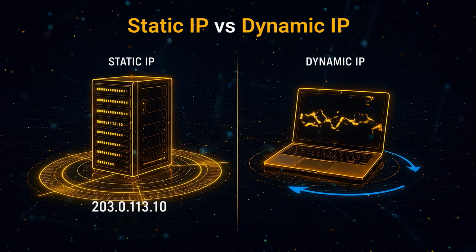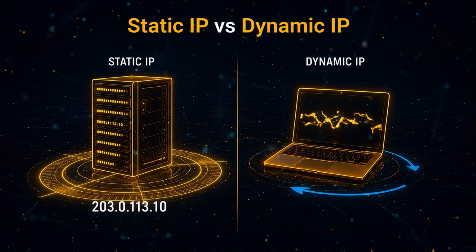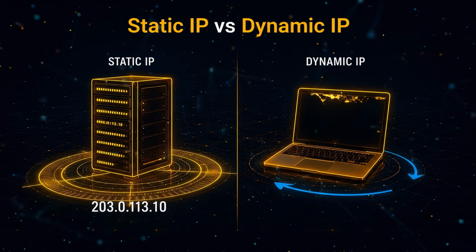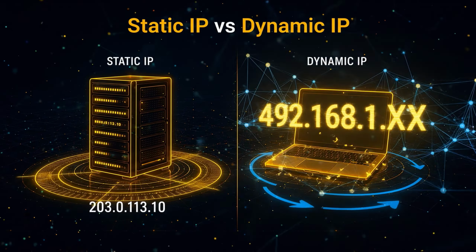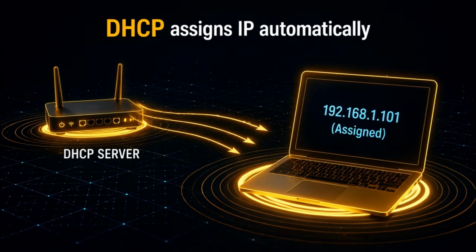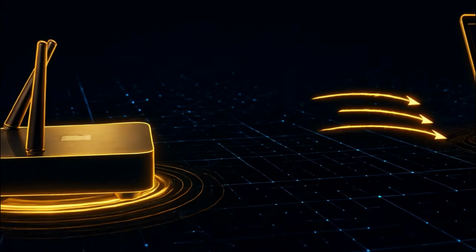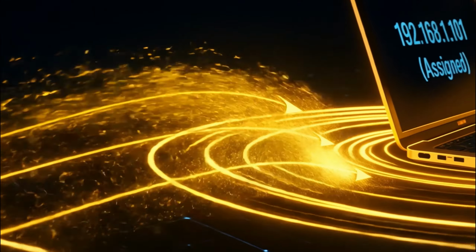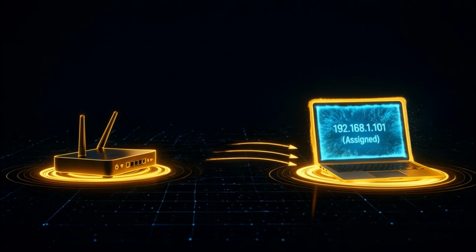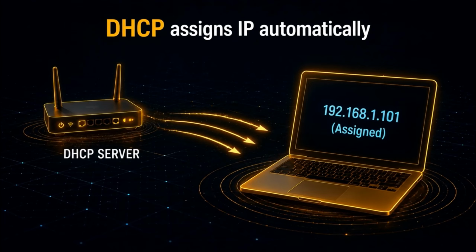2 more terms you will hear often: a static IP address never changes. That's commonly used for servers because clients always know where to find them. A dynamic IP address changes over time. It's automatically assigned by the DHCP server. That's what your laptop or phone usually receives every time it joins a network. Remember DHCP? We'll come back to it when we learn ARP.